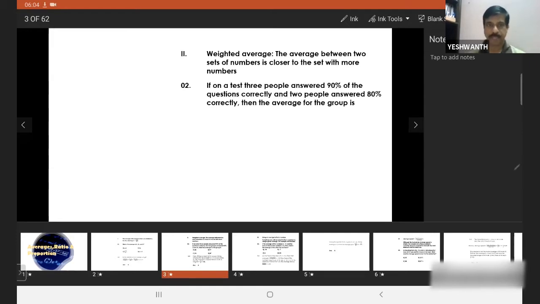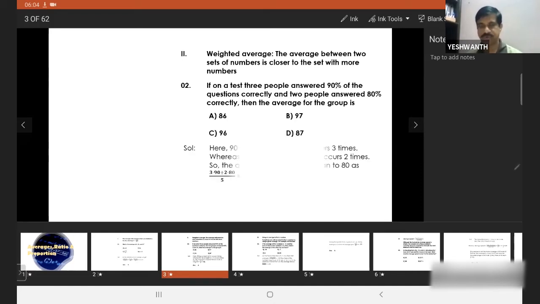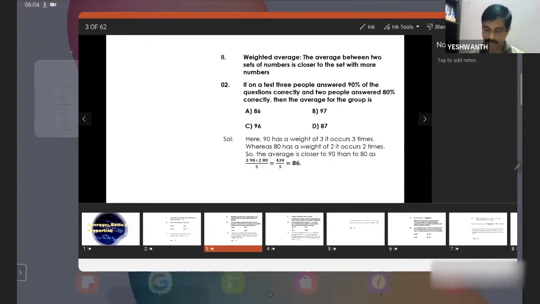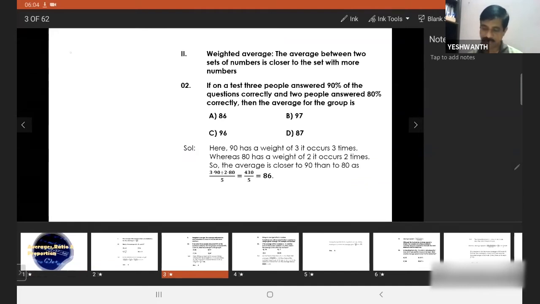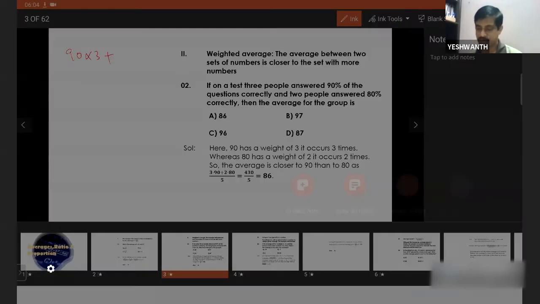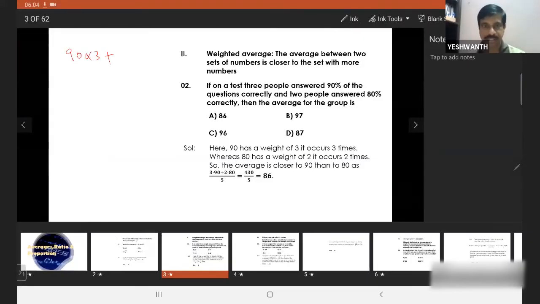Look at this. On a test, 3 people answered 90 percent of the questions correctly, and 2 people answered 80 percent correctly. What is the average of the group? 3 people answered 90 percent, so the total weight of those 3 people is 90 into 3, plus 2 people got 80 percent, so plus 80 into 2, divided by the total number of people, which is 5.